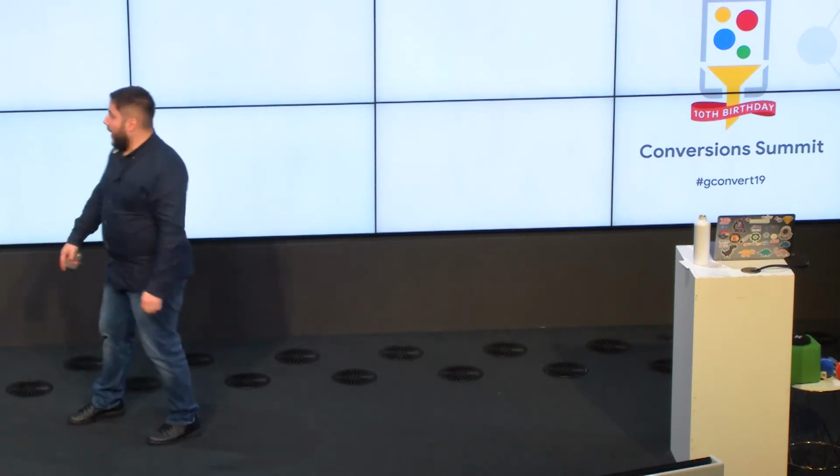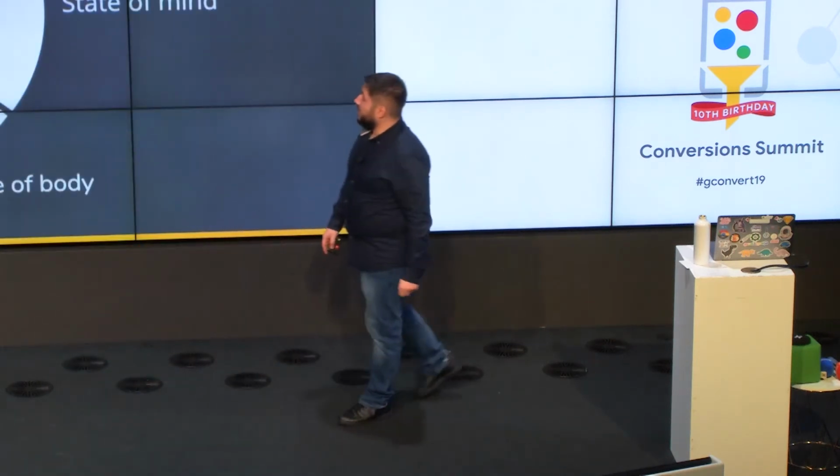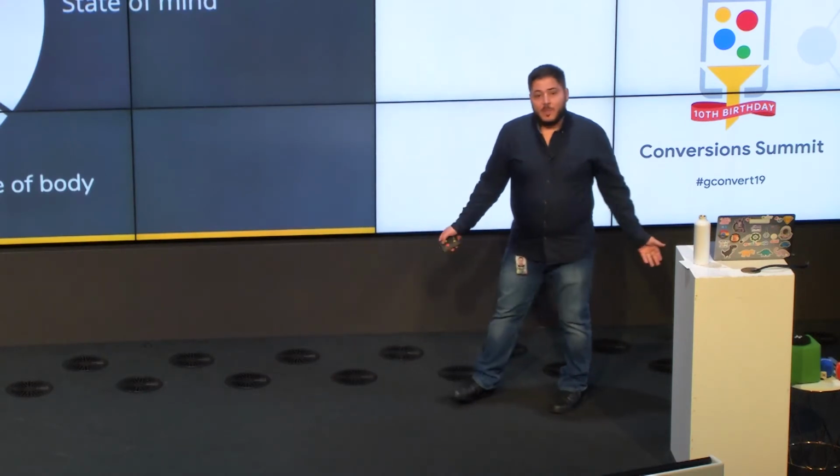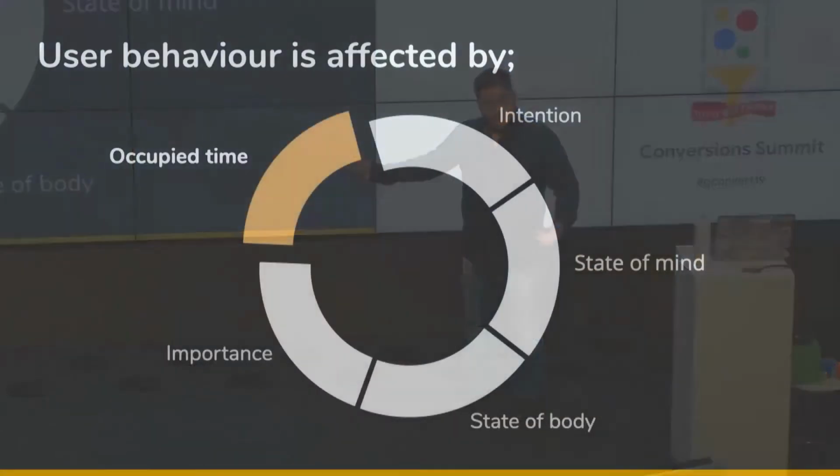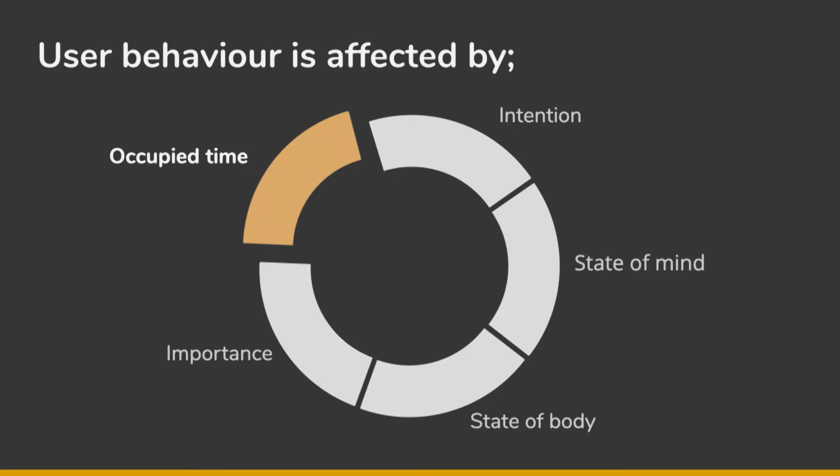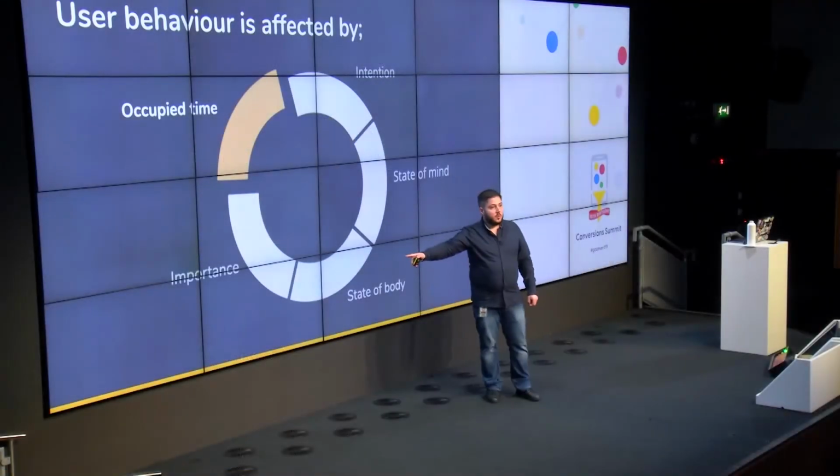Now, based on the research that we've done at Google for the last few years and personal experiences, I've broken it down to these buckets. You may be able to think of more, that's fine. But based on my experience, these are the things which affect user behavior. So we've got occupied time, which I've spoken about. We have intention, state of mind, state of body. So I'm going to go through examples of that. The catalyst is always important.